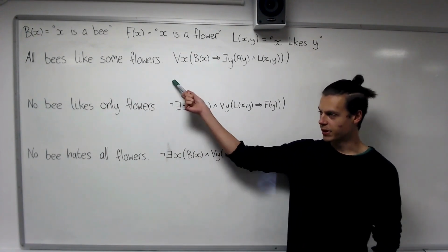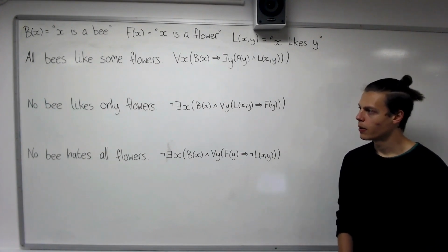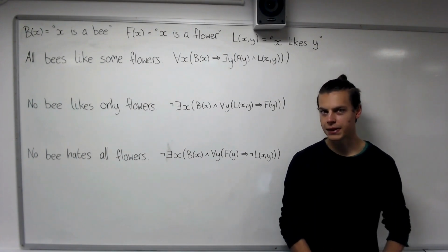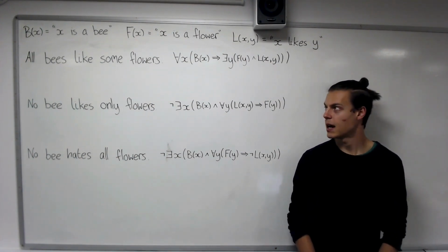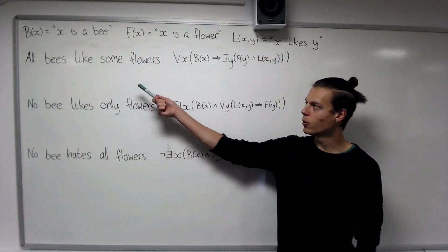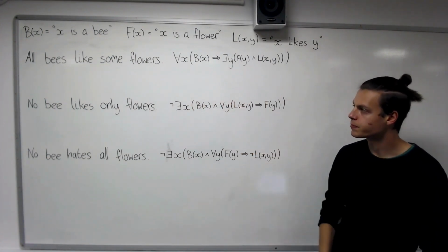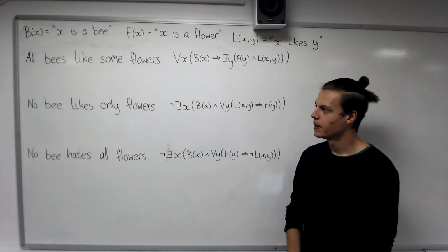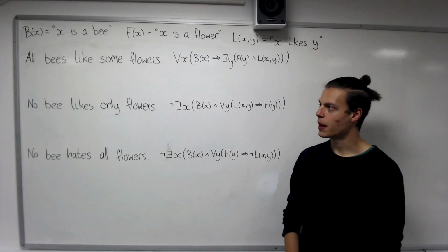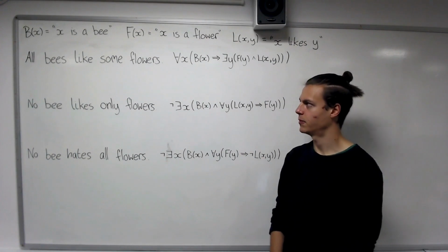Now that we have these three statements written in both English and in predicate logic, the final part of this exercise is to find the negation of the three statements, again both in English and in predicate logic. Okay, so let's take a look at the first statement. All bees like some flowers, which we found to be written like this. So, if it is not the case that all bees like some flowers, then it must be the case that some bees don't like any flowers, right?